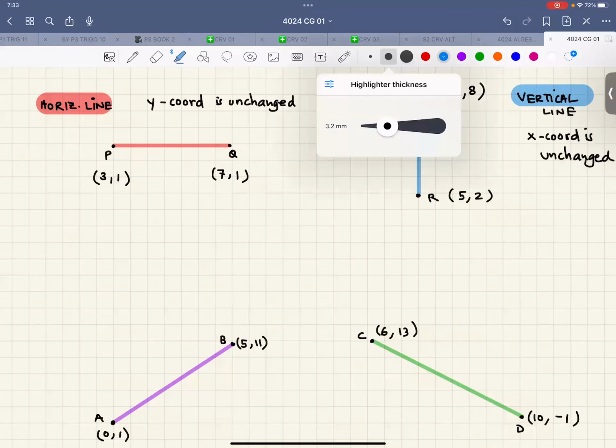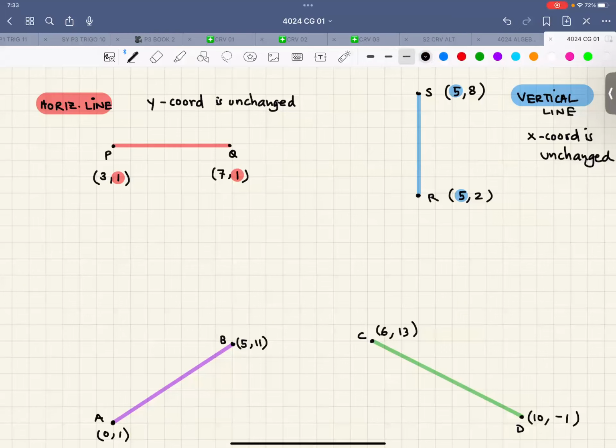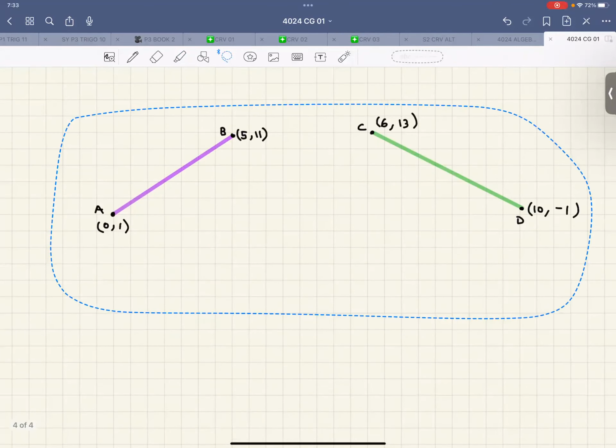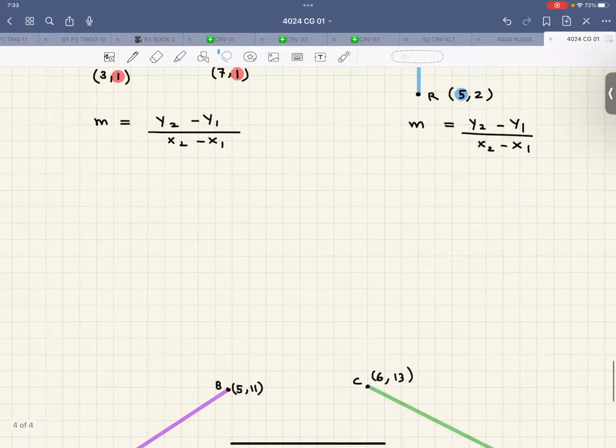So over here, the x coordinate is unchanged. That is the x coordinate. That is the x coordinate. Similarly, the y coordinate is unchanged. Now, if I apply the formula, gradient is y2 minus y1 over x2 minus x1. Let me just shift these two a little bit below. And let me do the working.